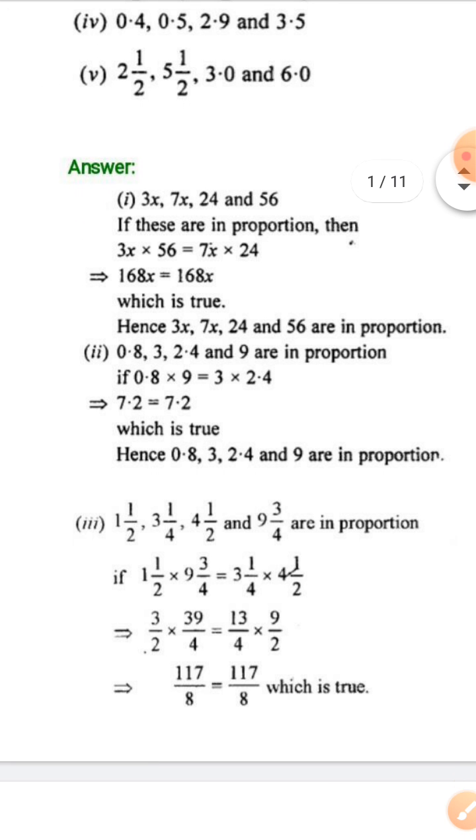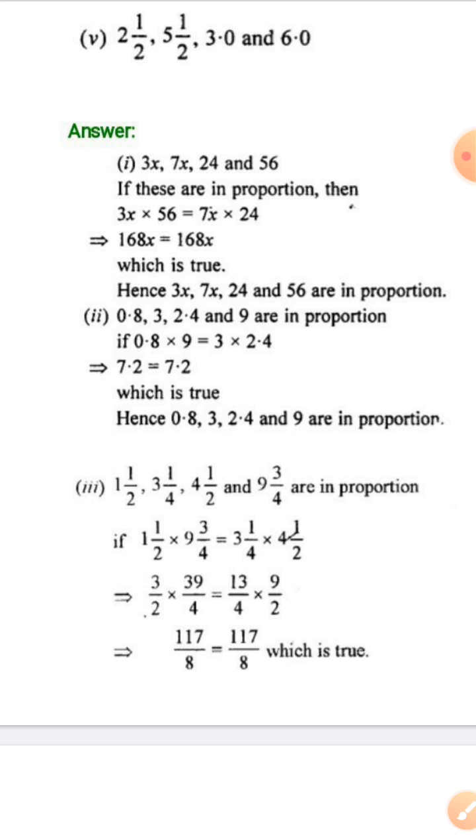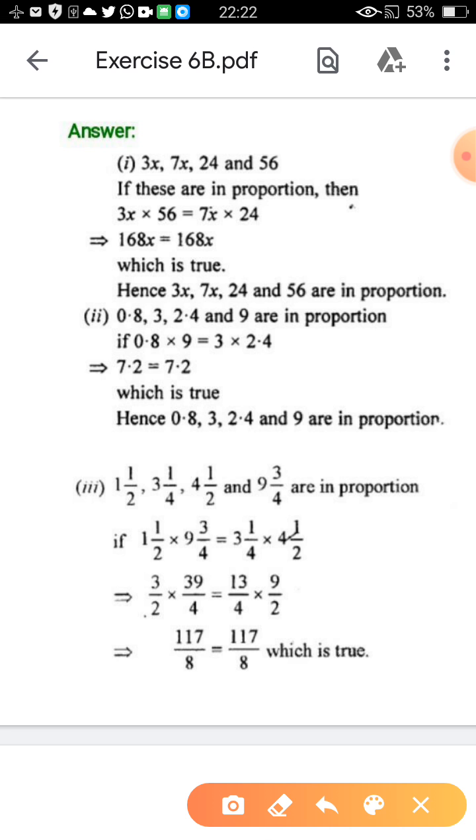Now another example which depends on mixed fractions. We will see: 1 integer 1 upon 2, 3 integer 1 upon 4, 4 integer 1 upon 2, 9 integer 3 upon 4 are in proportion. We have to find whether this is in proportion, so we will consider it to be in proportion. First we take the multiplication of the extremes: 1 integer 1 upon 2 multiplied by 9 integer 3 upon 4.